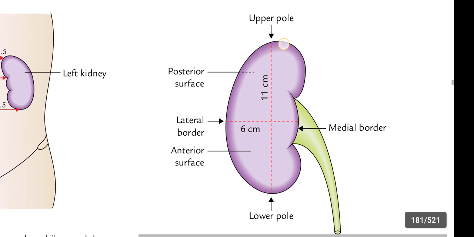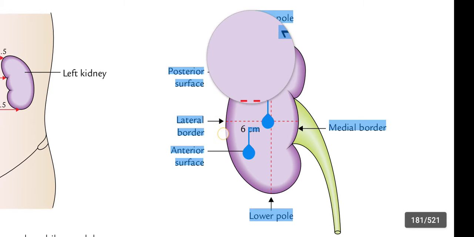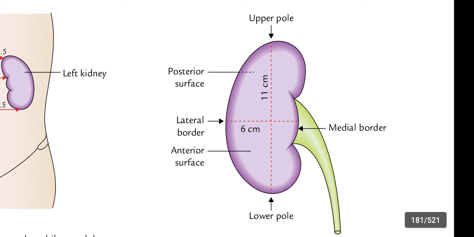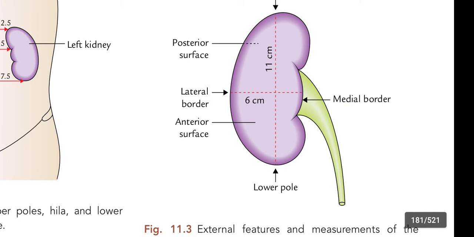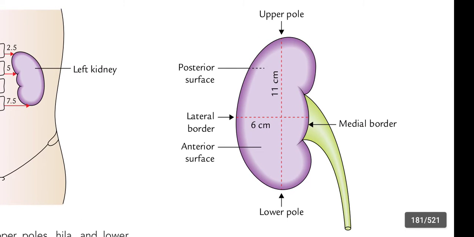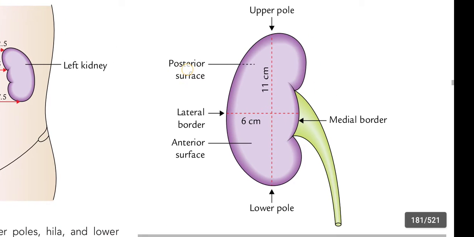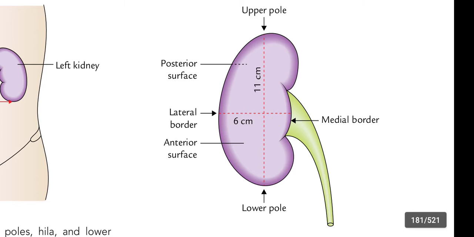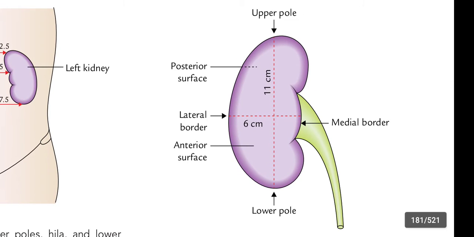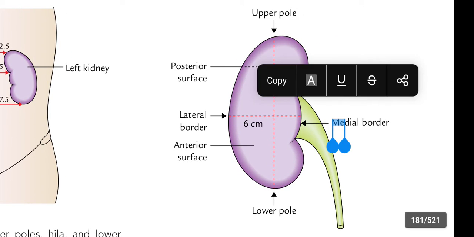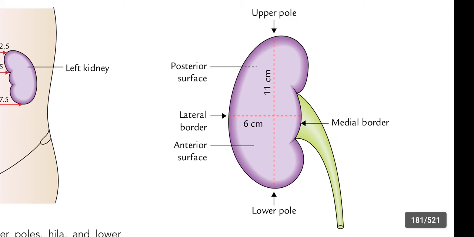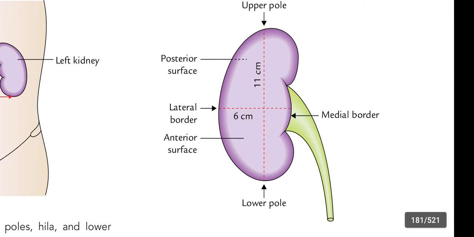This is the upper or superior pole, this is the inferior or lower pole, this is the lateral border, and this is the medial border. This is the anterior surface, and the back side is the posterior surface. And this is the hilum. It comes from the medial border.